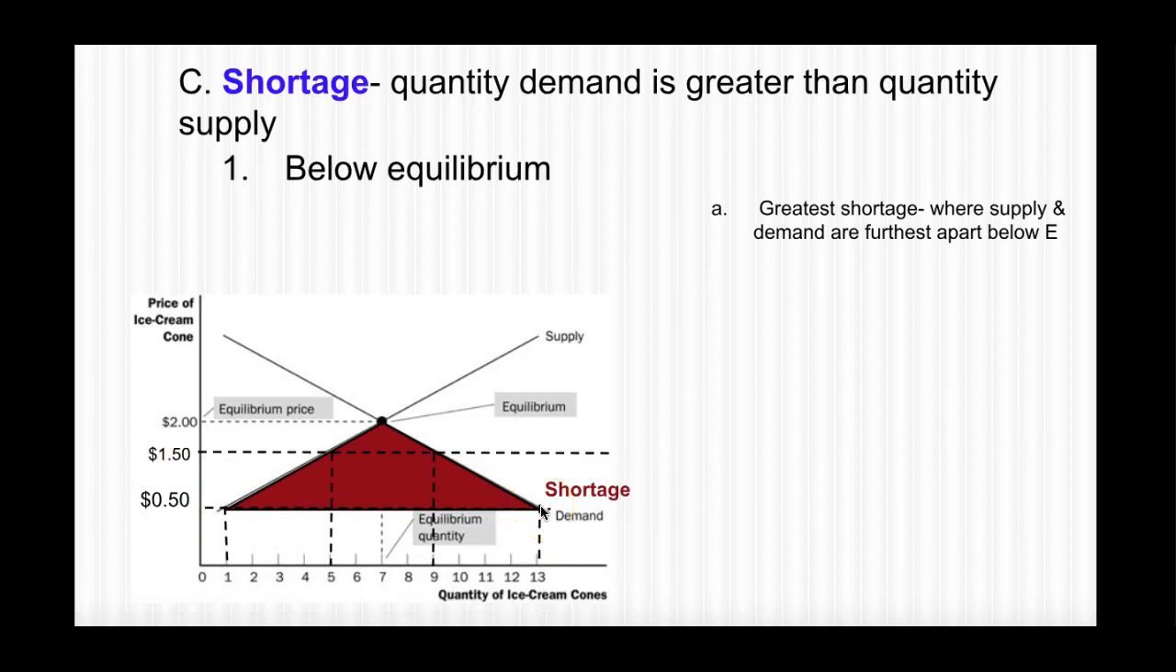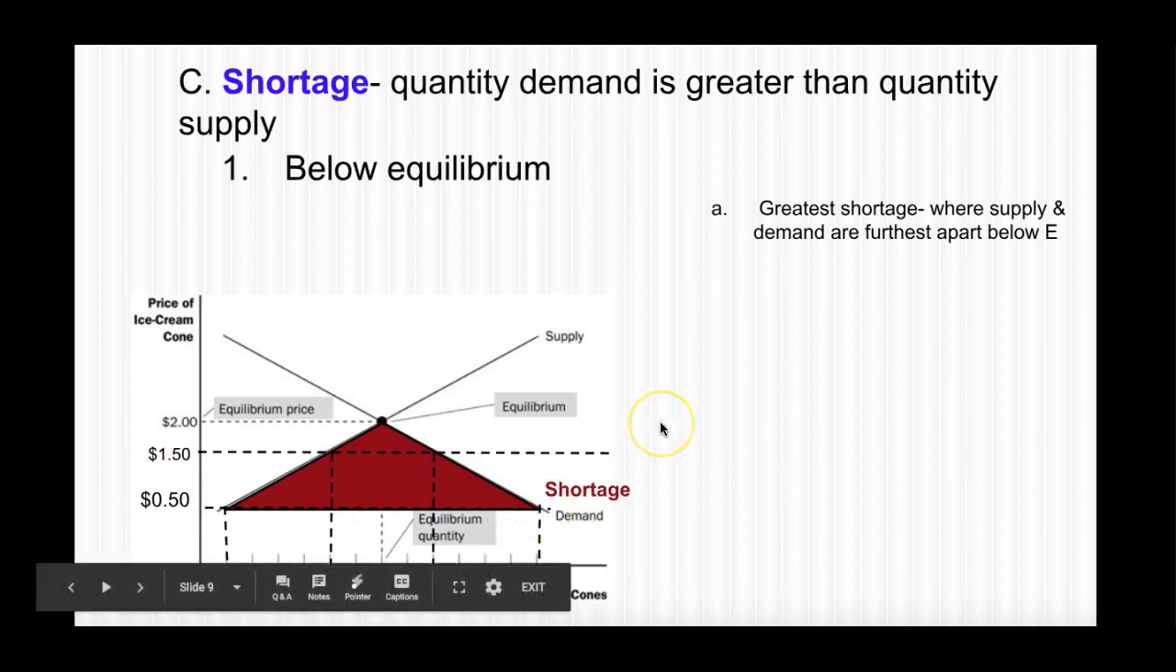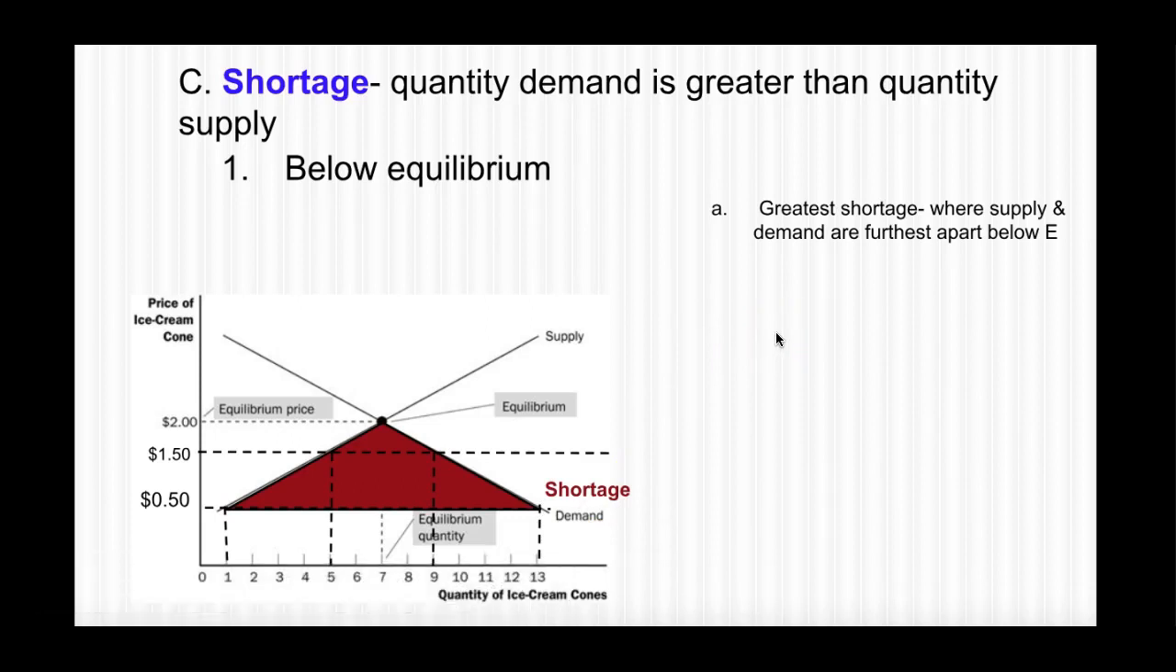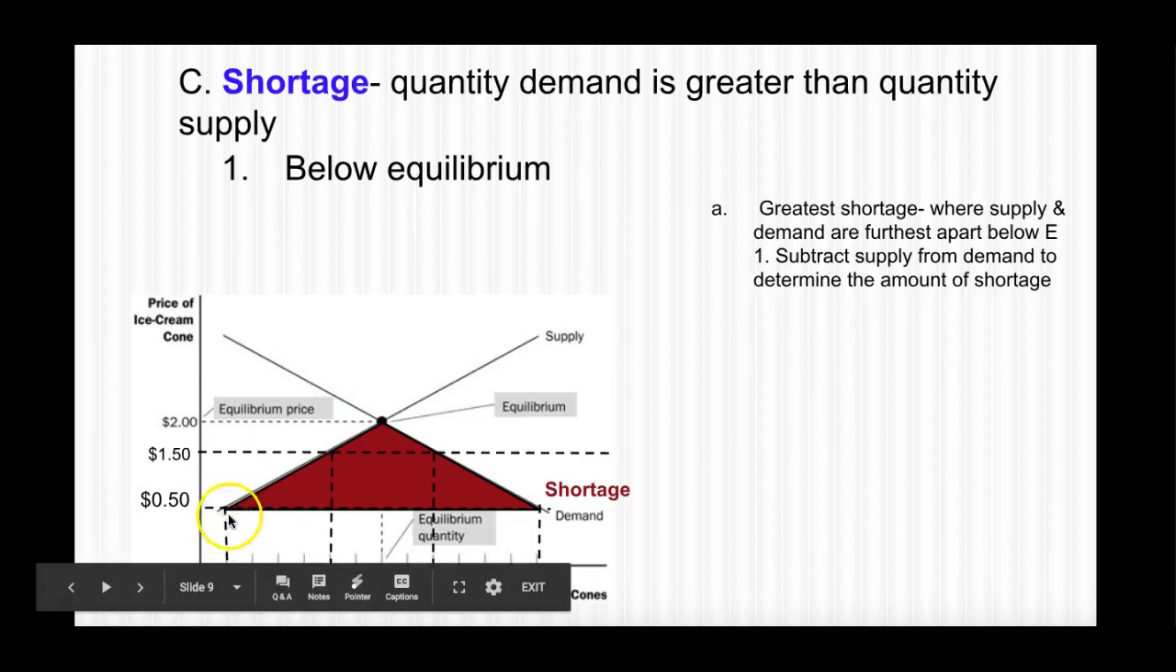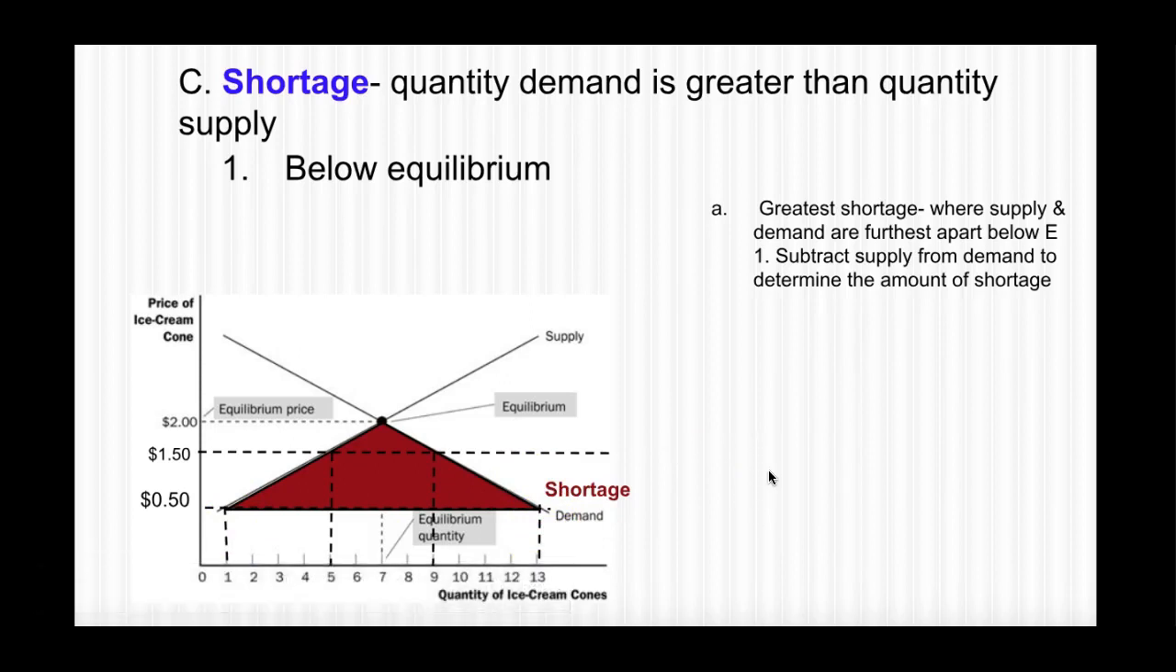apart below equilibrium. Now, just like with surpluses, I can determine how much of a shortage there is based on my graph. All I have to do is subtract supply from demand to determine the amount of shortage. So again, at 50 cents, I have 1 that is supplied and 13 that are demanded. So 13 minus 1 will give me how much I'm going to be short.